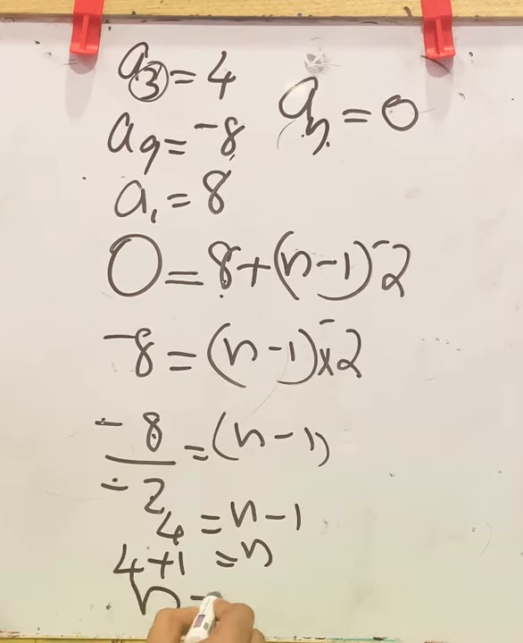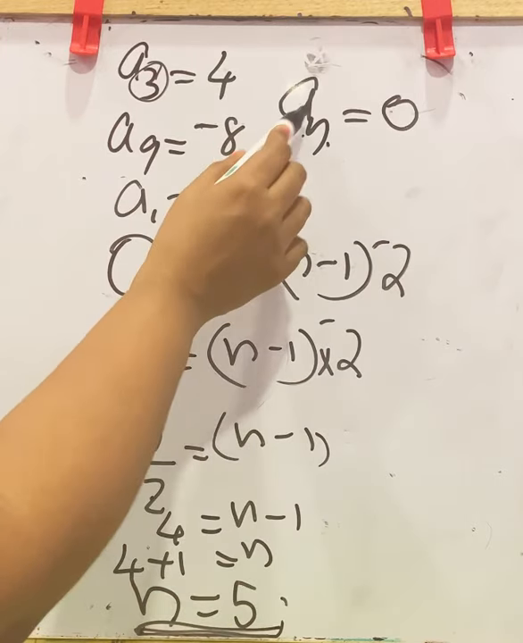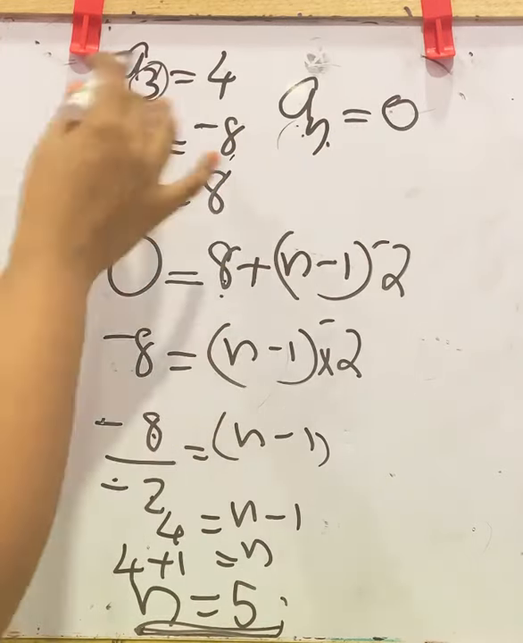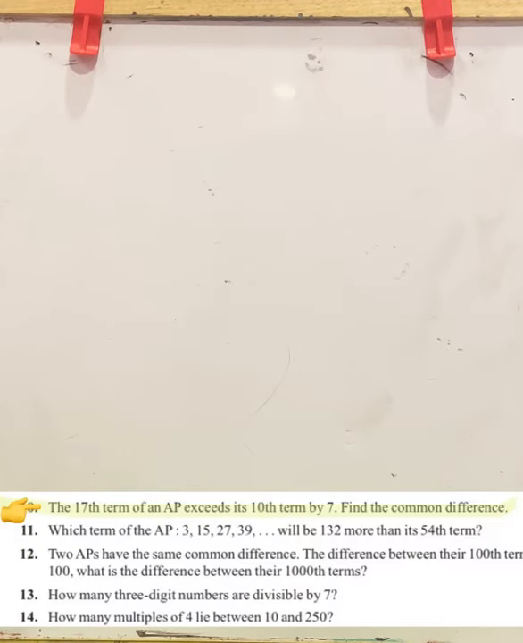That is, the value of N is 5. So we can conclude that the fifth term will be 0 in this AP. Next, if the 17th term of an AP exceeds its 10th term by 7, find the common difference.